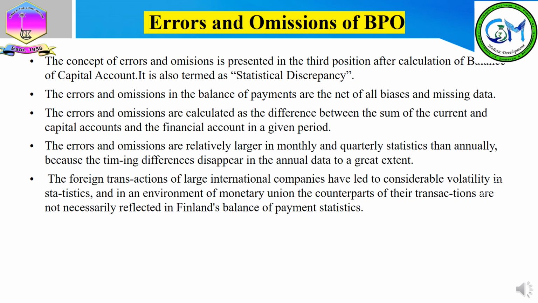These are calculated as the difference between the sum of the current and the capital accounts and the financial account of a given period. First of all we have to add the current and the capital accounts, and that has to be subtracted from the financial account. It is relatively larger in monthly or quarterly statistics than annually, because the timing differences disappear in the annual data to a great extent. Foreign transactions of the large international companies have led to considerable volatility in the statistics. And in the Economic and Monetary Union, their transactions are not necessarily reflected in the balance of payments statistics.